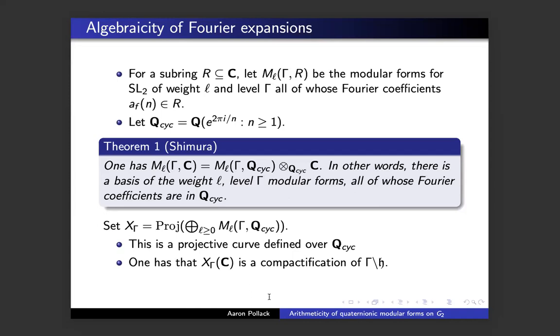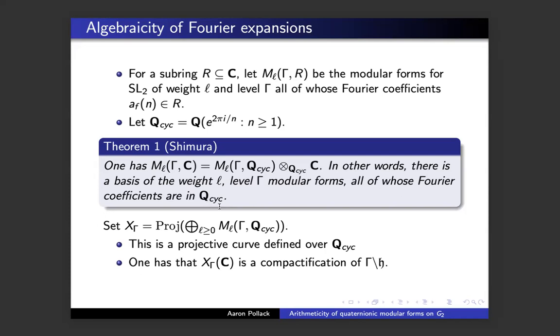So I'll let Q_cyc denote the cyclotomic extension of Q, so Q joined with all the nth roots of unity. And then this theorem, I think it goes back to Shimura. Someone can correct me if I'm wrong. That says that the modular forms of weight L and level Gamma, they have a cyclotomic structure. So if I look at all the modular forms whose Fourier coefficients are in Q_cyc, then they span all of the modular forms over the complex numbers. So I have this tensor product relation. Okay, so in other words, I have a basis of the weight L modular forms, all of whose Fourier coefficients are in the cyclotomic extension.